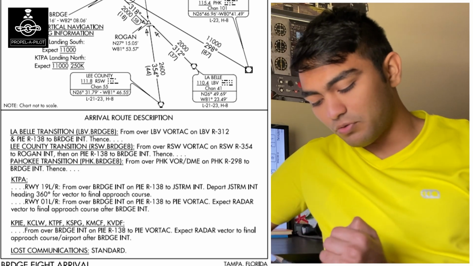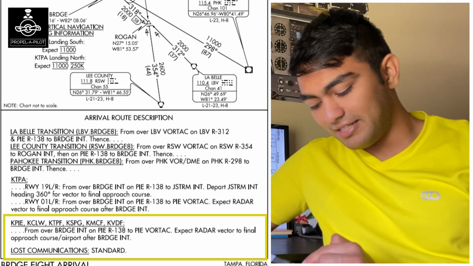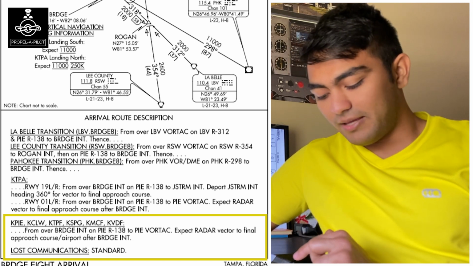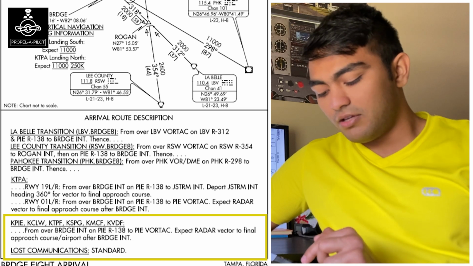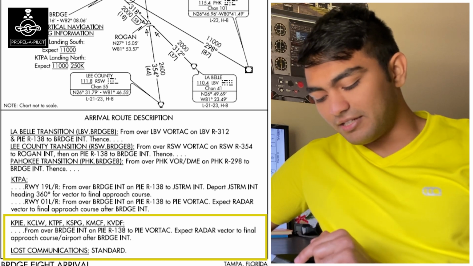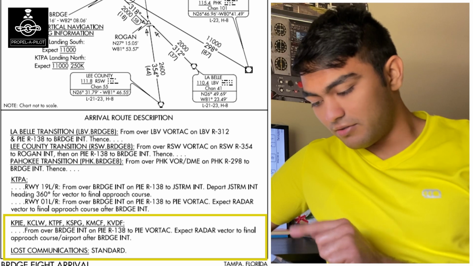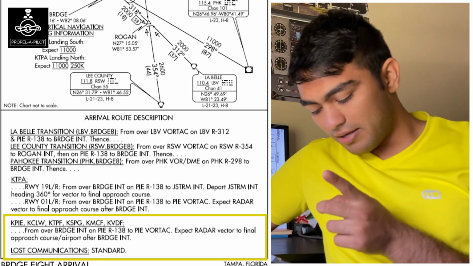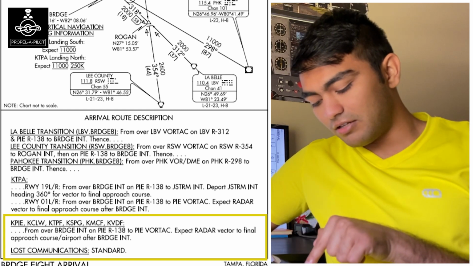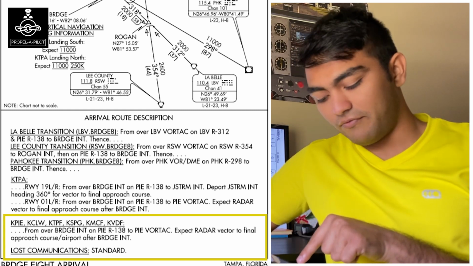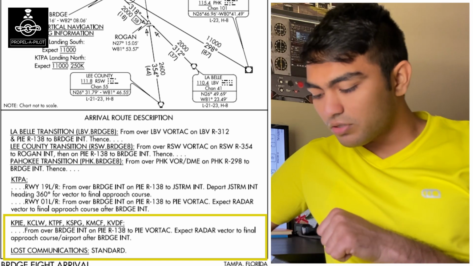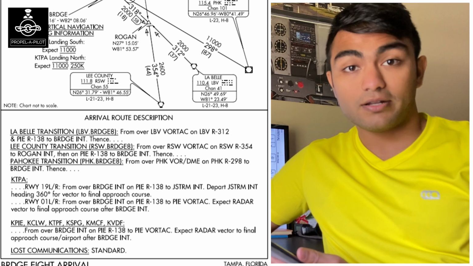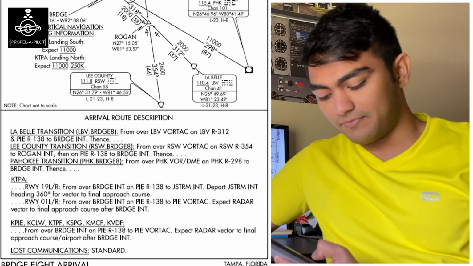Then for any other airports, which are KPIE, KCLW, KTPF, KSPG, KMCF, KVDF: from over Bridge intersection on PIE radial 138, so from Bridge radial 138 to PIE VORTAC, expect radar vectors to final approach course/airport after Bridge intersection. Okay, so you can just expect radar vectors to final approach course for your instrument approaches after Bridge intersection.